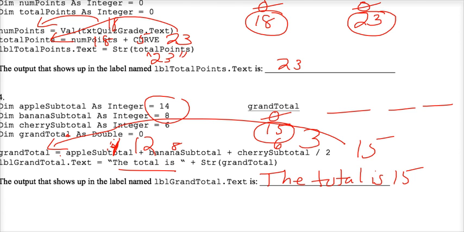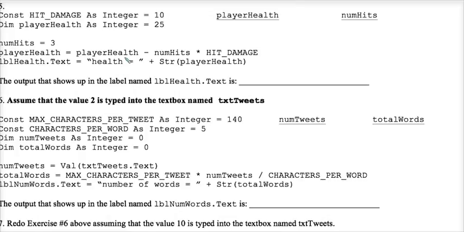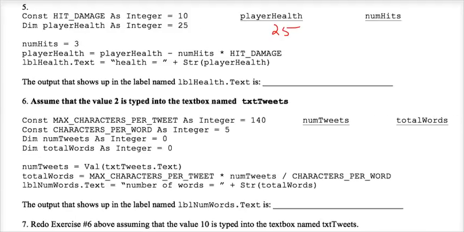Moving on to page 2. Player health is 25. Oh, sometimes we don't start things at 0. You can start at 25, that's fine. And I wrote num hits. It's not 10. Wow, keep your eye on the ball, Mr. Minnick. Num hit damage is 10, but num hits is initialized to 3. I don't know why I didn't put a dim statement there, but oh well.